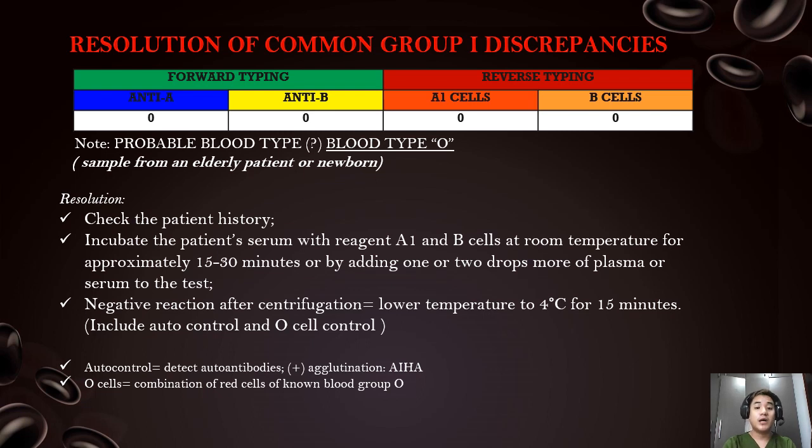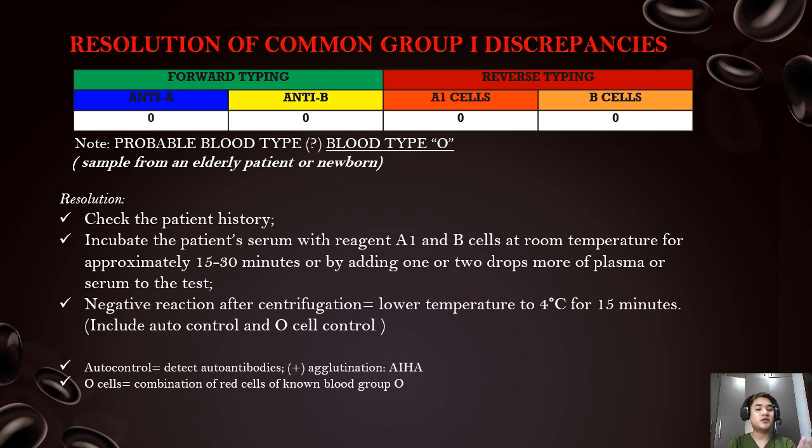You can add 1 or 2 drops more of plasma or serum to the test. This is to enhance the antigen-antibody binding between your reagent cells containing the antigens and your serum sample containing your antibody. Or by adding plasma, since your plasma also contains your antibody, it can be utilized to enhance the agglutination reaction.